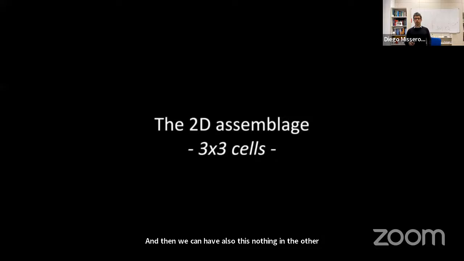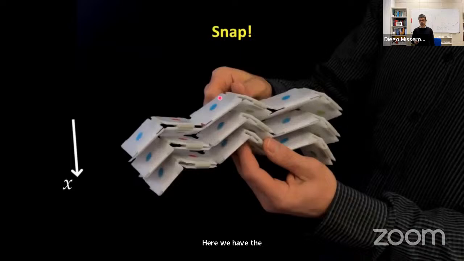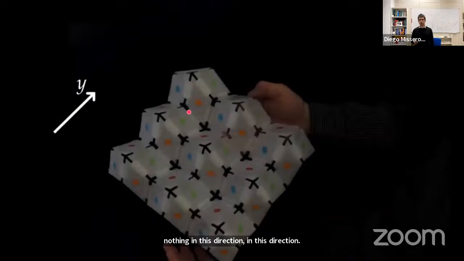Here we have the 2D assemblage. As you can see, we have the snapping in this direction. And then we can have the snap in the other direction.